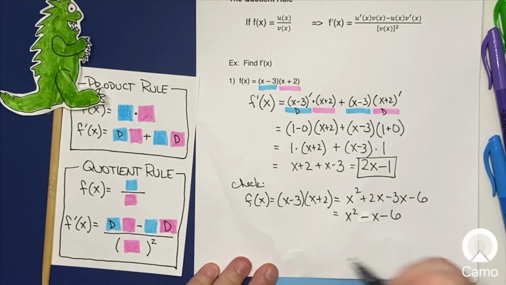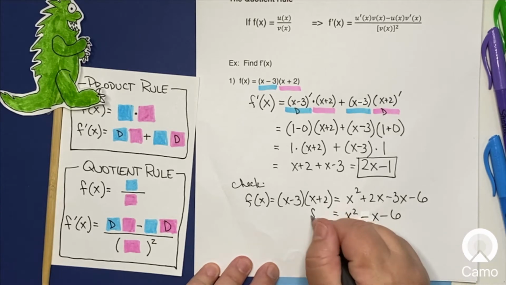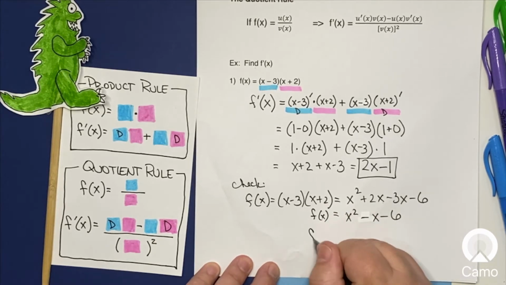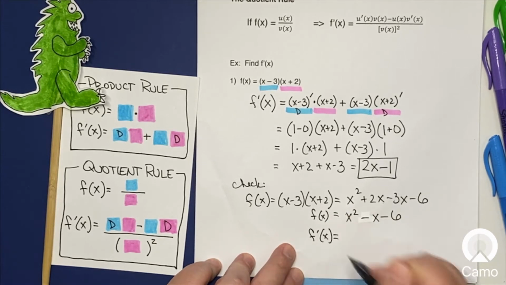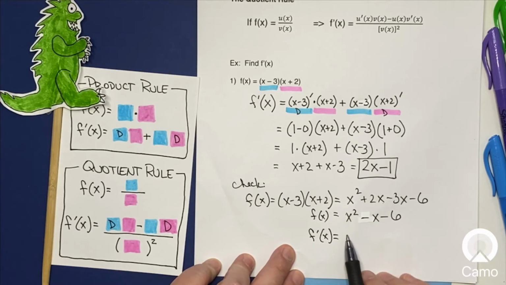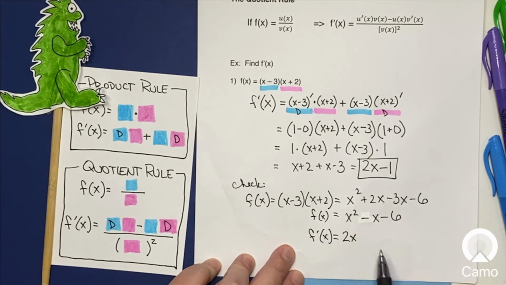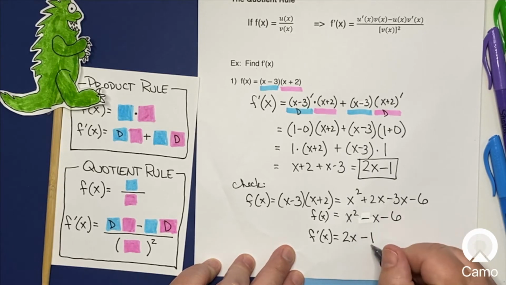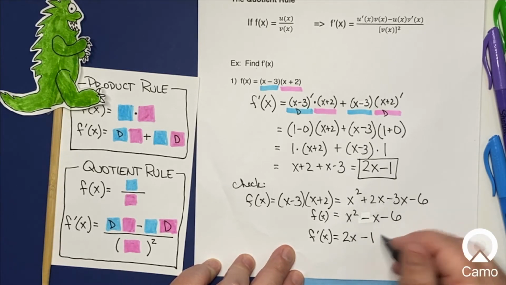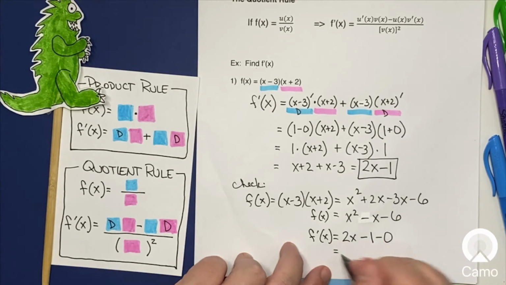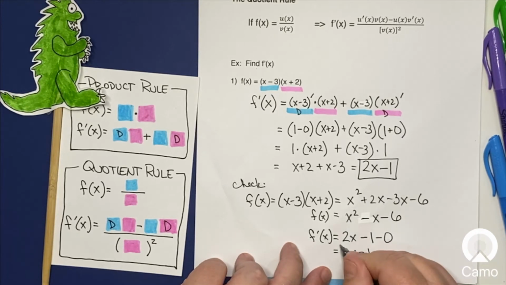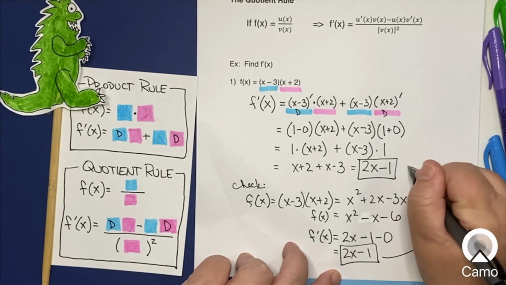So if that's f of x, then what's the derivative? So it's the derivative of x squared. So that's 2x. The derivative of the opposite of x, which is -1, just the coefficient. And then this would be 0. So we get 2x minus 1. Woohoo!